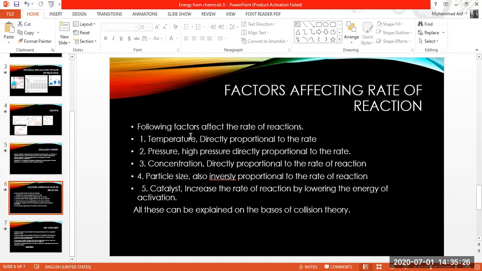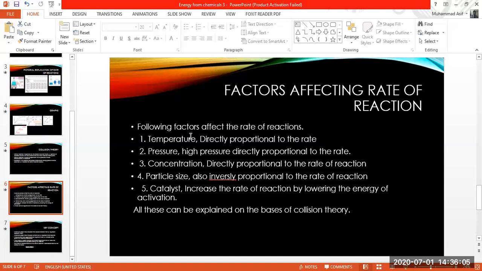Second, pressure. Pressure is only effective when the reactants or products are present in the gaseous state. Only the gaseous state is more disturbed by pressure. The pressure has no effect in case of liquid and solid. So, on increasing pressure, normally, the rate of reaction increases. It is also directly proportional to the rate of reaction.